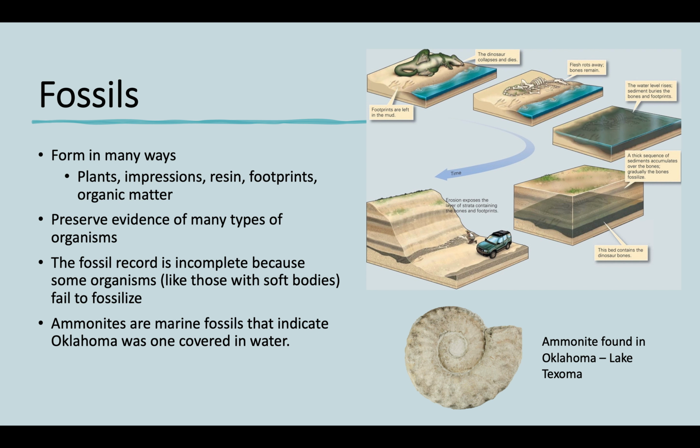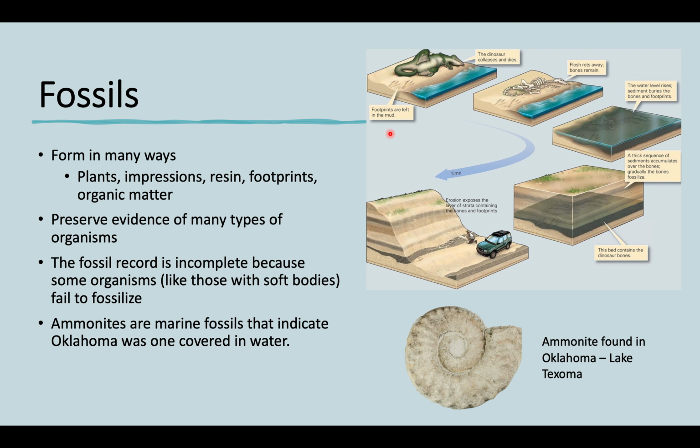There's an image here at the bottom of your slide of an ammonite. This ammonite is a marine fossil, and it indicates that at one point Oklahoma was covered in water, much like an ocean, because this ammonite was found by paleontologists in Oklahoma in Lake Texoma. The other image on the top shows you the process of fossilization, and in this case it looks like they've got a dinosaur up here.